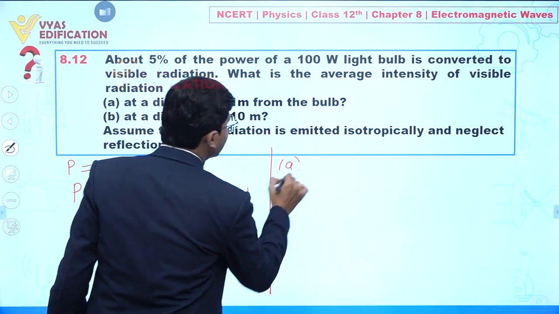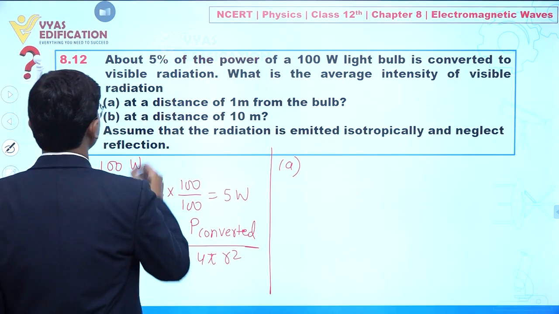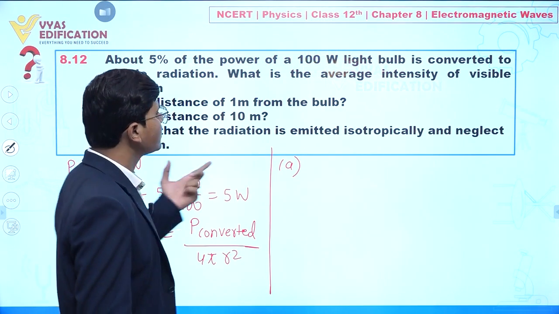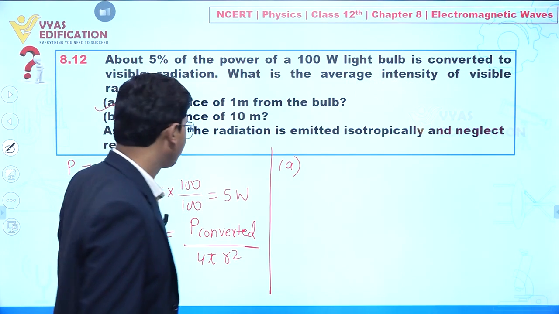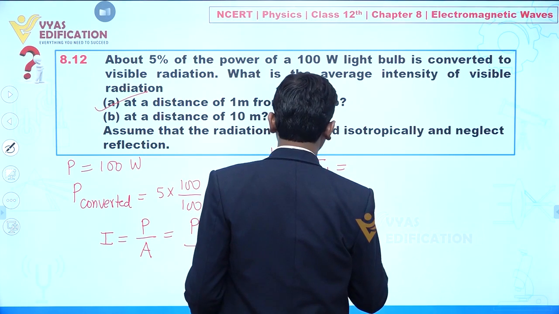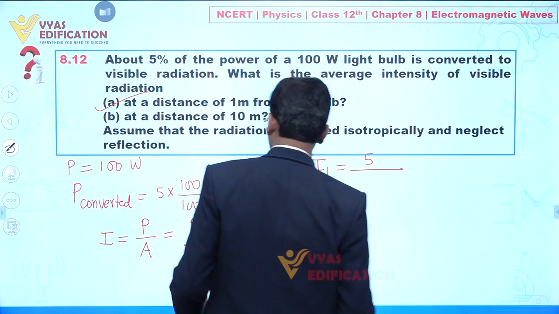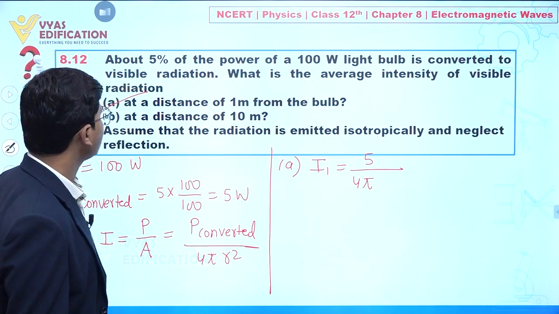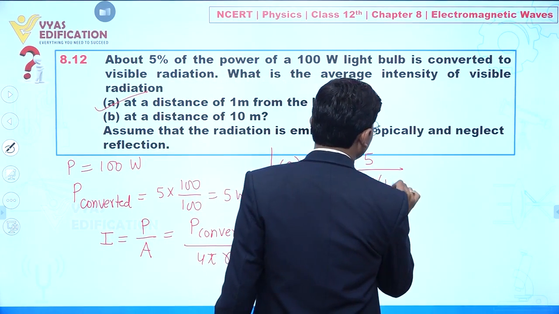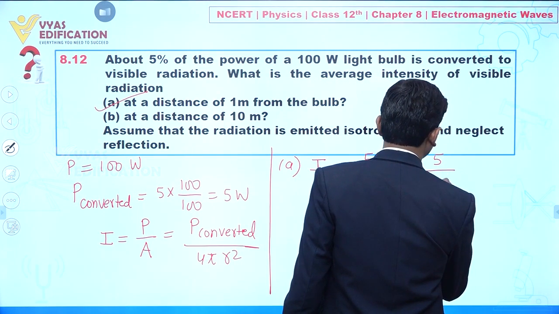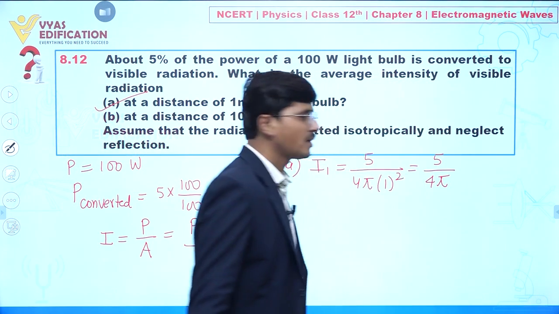Now if we discuss part number A, in this it is given we have to find the average intensity at a distance of 1 meter from the bulb, clear. So for 1 meter we can say I1 is given by P converted, this is 5, divided by 4 pi, and what about r? So r is given, this is 1 square, clear.